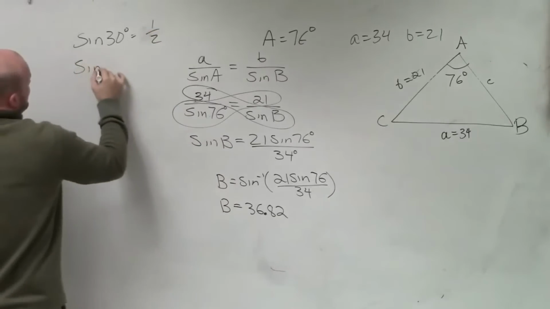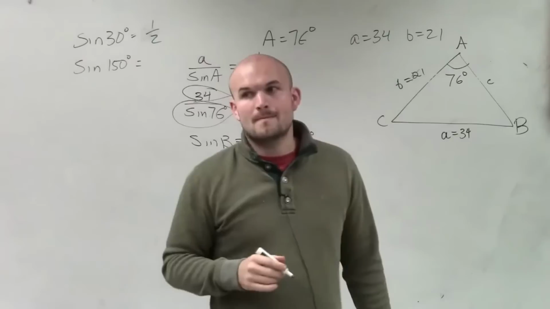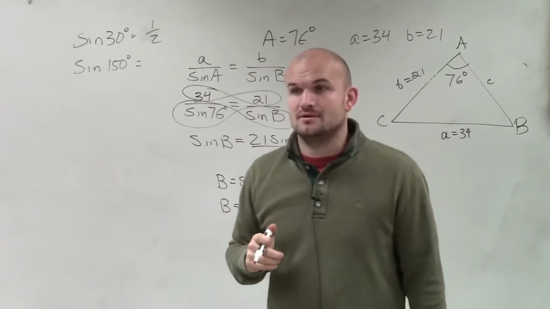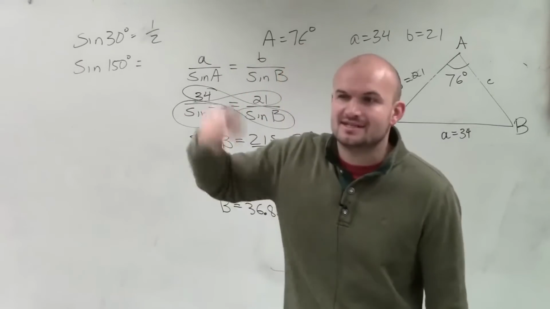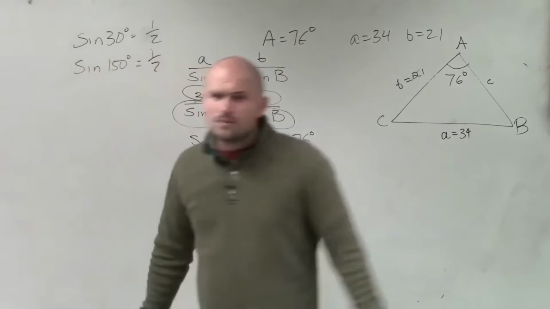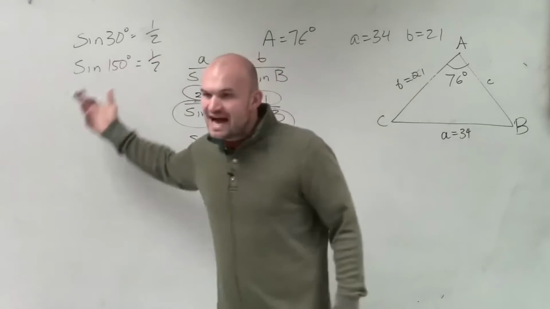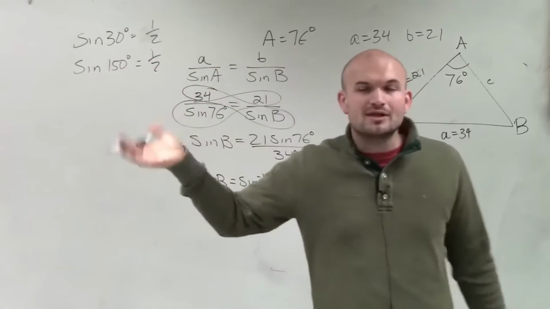What about the sine of 150 degrees? The sine equals 1/2, right? Because sine is still positive. Cosine would be negative, right? So we have a problem. Because what if I say the inverse sine of 1/2? Well, we're only going to get 30 degrees.